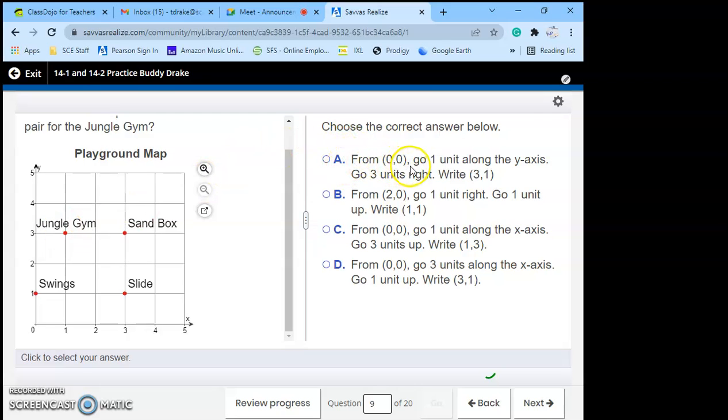From 0, 0, go along the Y. No, we're going along the X. I'm going to skip this one because we don't start at 2, 0. That one's no good. From 0, 0, go 1 unit along the X and 3 up the Y and write 1, 3. That's it.